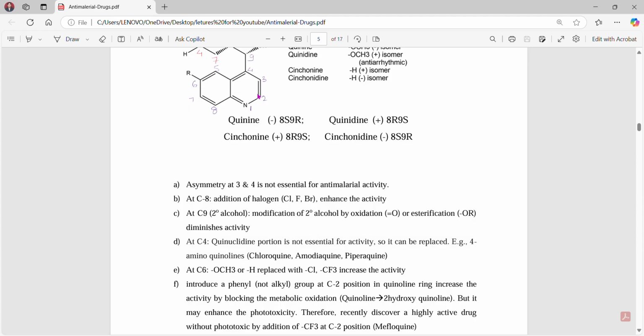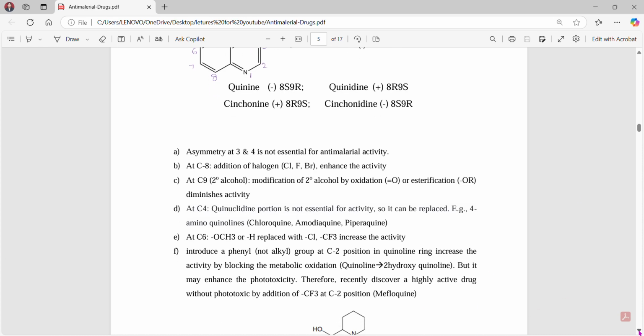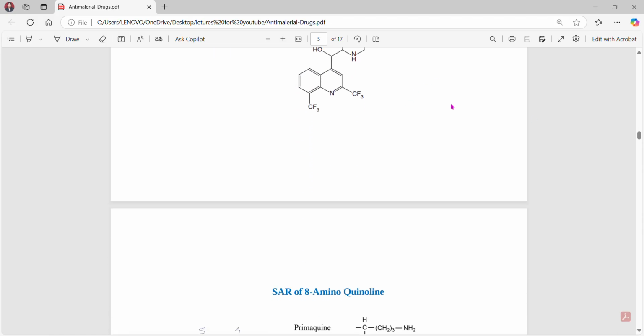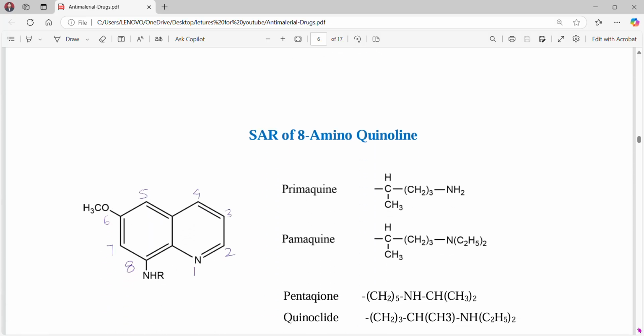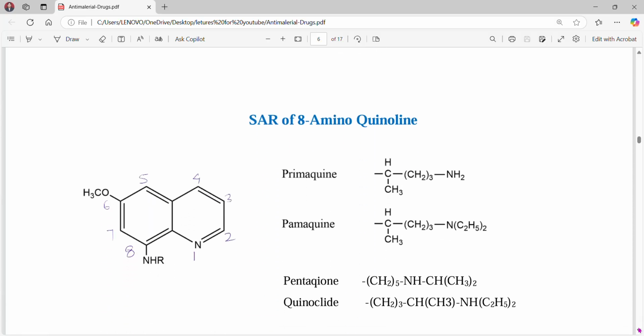That means substitution at 2nd position will hinder the metabolism, but substitution at this 2nd position also increases the phototoxic effect by addition of trifluoromethane at 2nd position, and the substitution of trifluoromethane, the name of the drug is mefloquine. So this is the structure where we have substituted the trifluoromethane carbon atom at 2nd position, which will increase the phototoxicity.